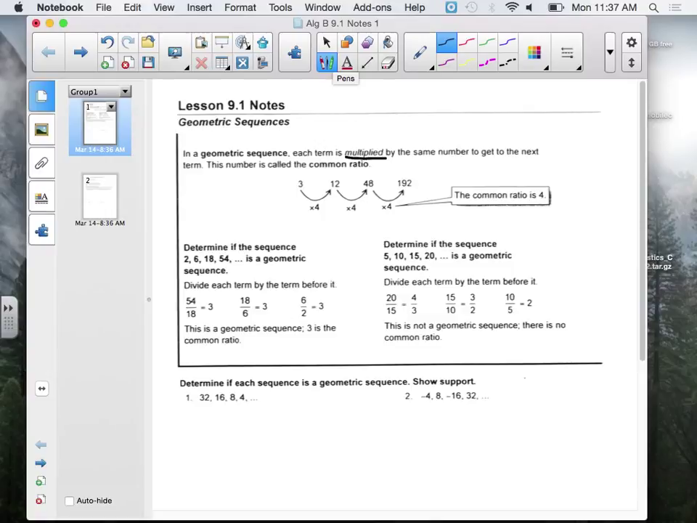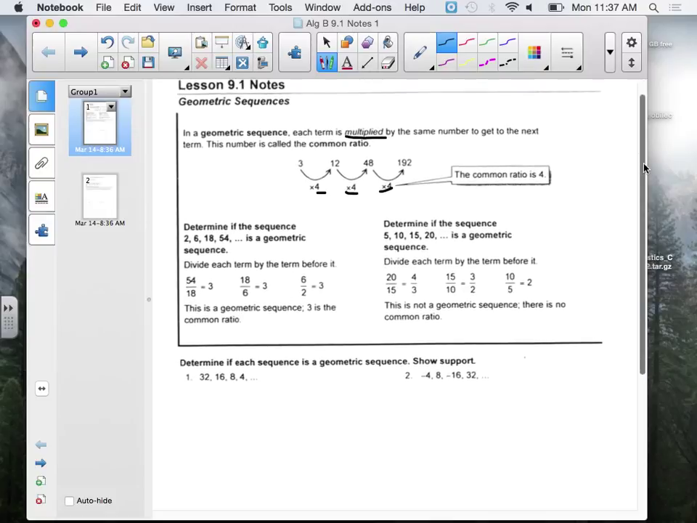First things first, any list of numbers is a sequence. It can be anything like 1, 2, 3, or 2, 4, 6, and so on. So what makes it geometric is that it's multiplied by the same number. In this example, to get from 3 to 12, we're multiplying by 4. Same thing from 12 to 48, and 48 to 192. Okay? So that multiplying by the same number, that's called the common ratio.